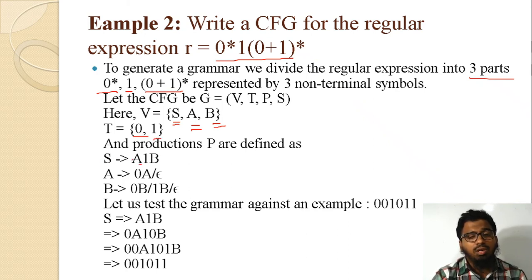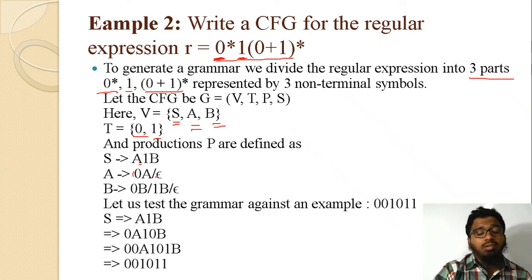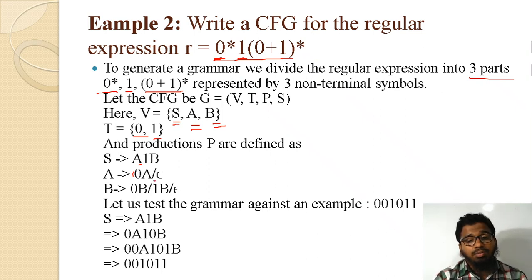So in the production, first S goes to A 1 B. So here we got the 1. This is the 1 part, and the left and right sides are there. Now in place of A, what do I want? I want 0 A or epsilon. Next, what is B? In place of B I want 0 B or 1 B or epsilon.